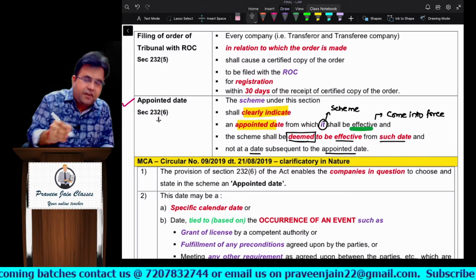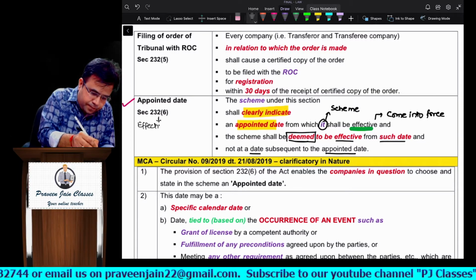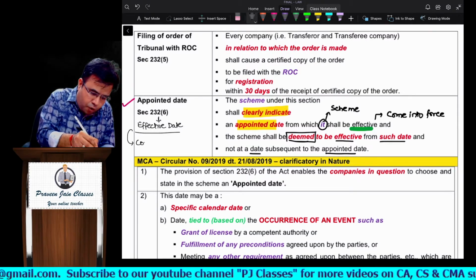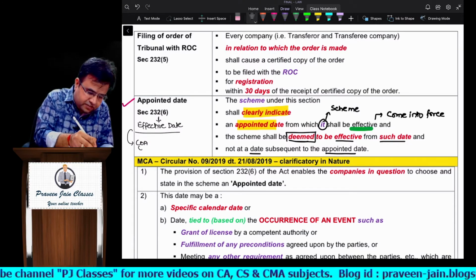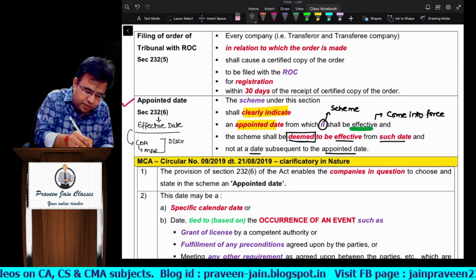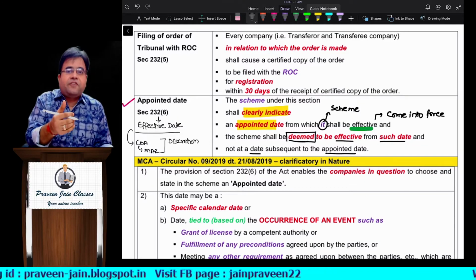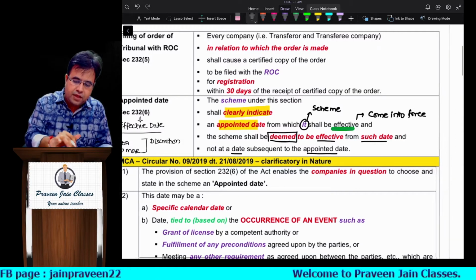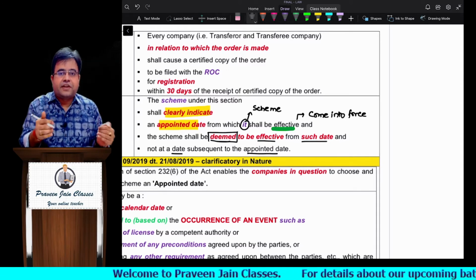In the simple way, if I have to tell you, the appointed date you can also call the effective date. This date you have to mention in your compromise or arrangement involving merger, amalgamation or reconstruction. The parties have full discretion to mention whatever date they are of the view in the compromise or arrangement scheme. Okay, it is this day we will be saying that this merger has become effective, this amalgamation has become effective.